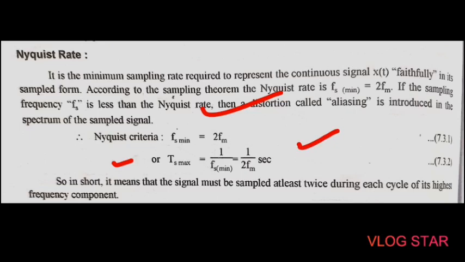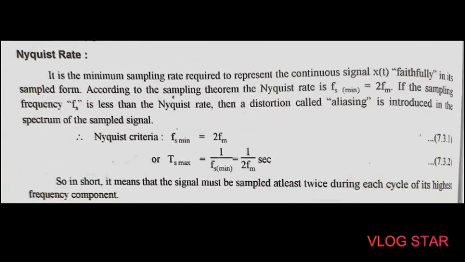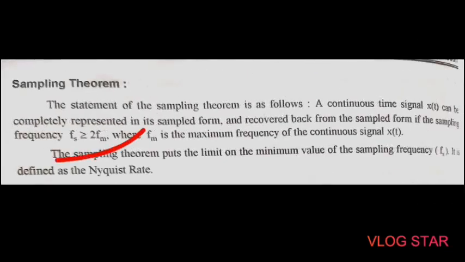In short, it means that the signal must be sampled at least twice during each cycle of its highest frequency component. So for the sampling theorem, your sampling frequency should be greater than or equal to twice of fm, and for the Nyquist rate, your sampling frequency fs minimum is equal to twice of fm. These are very important equations.